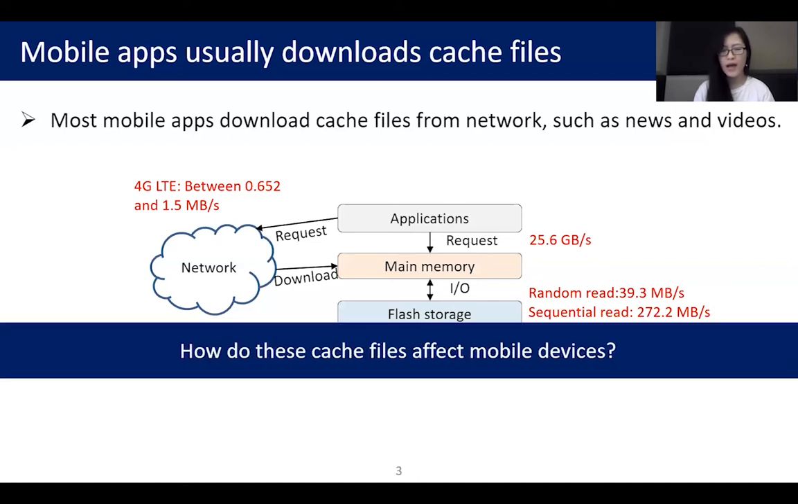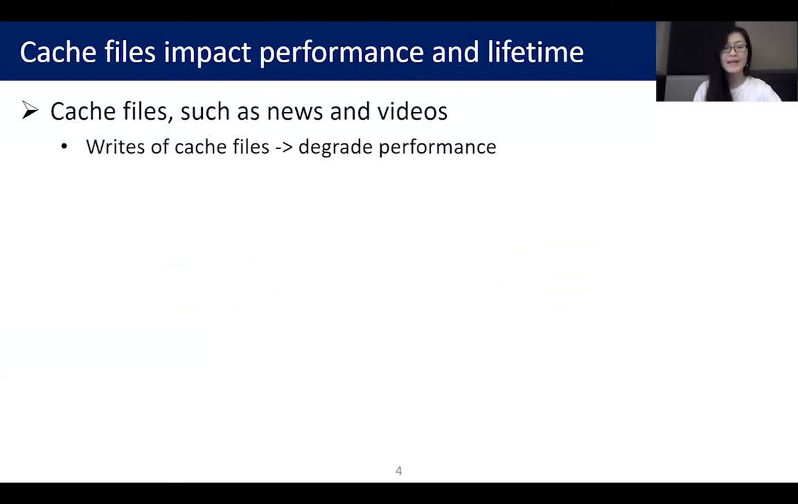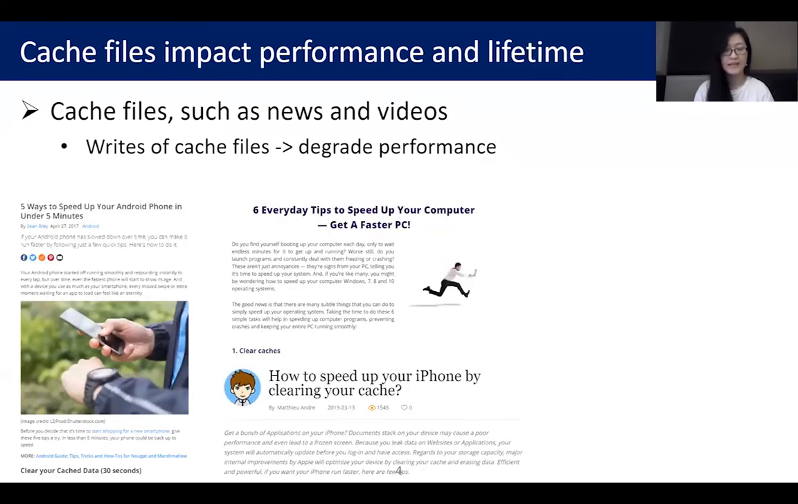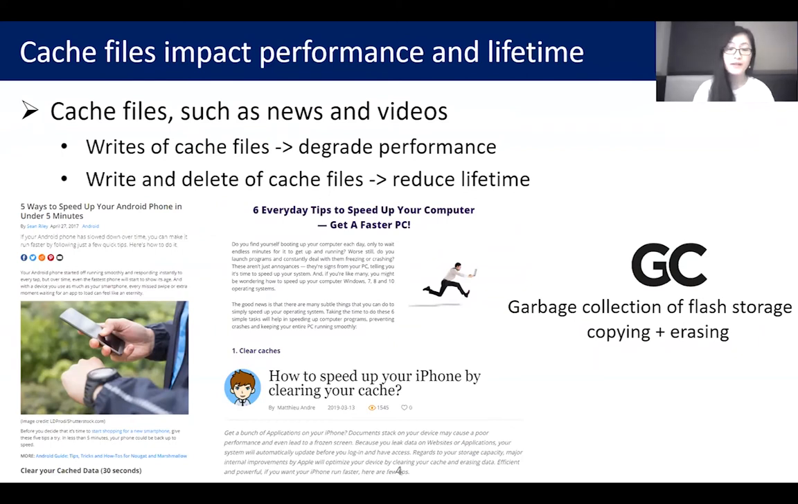But we want to know, how do these cache files affect mobile devices? It is a consensus that cache files negatively affect performance. When your PC or mobile device is getting slow, if you look for a solution on websites, there's always advice for improving performance by deleting cache files. The performance degradation is mainly caused by error contention induced by cache file writebacks. Moreover, cache file writebacks will trigger garbage collection of flash storage and thus also reduce the lifetime.